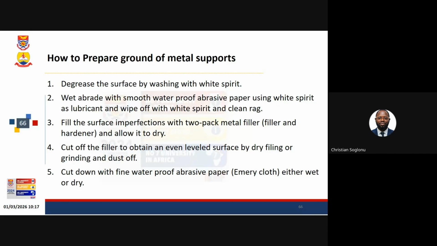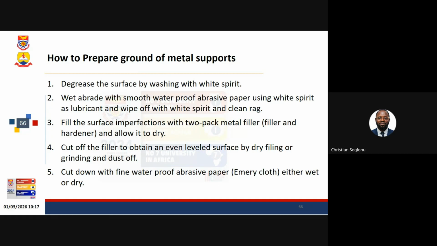Fill the surface imperfections with 2-pack metal filler, paste and hardener, and allow it to dry. So after you are done with the degreasing and the wiping of the surface, now you come in with a metal filler. Then you fill the surface of the metal sheet with a metal filler and a hardener. It will allow the filler to harden nicely on the surface and you allow it to dry.